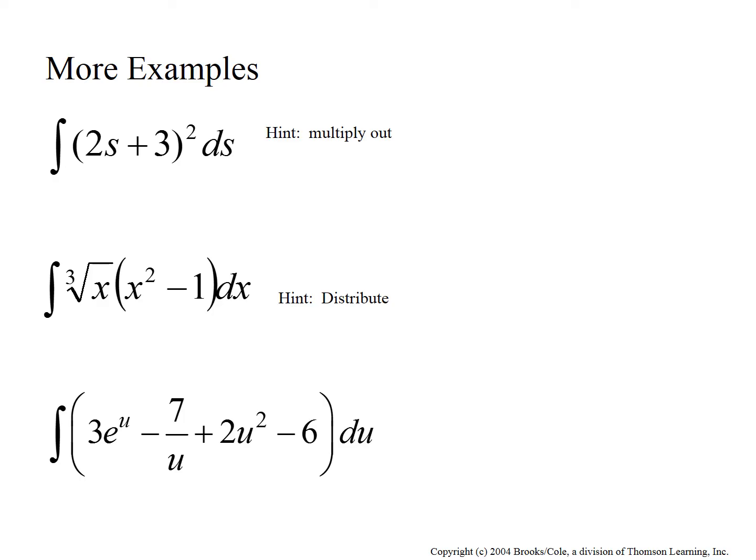Okay, so if you've had a chance to do these, the first thing we're going to do is multiply this out. I didn't show the multiplication, but if we were to multiply this out, we get 4s squared plus 12s plus 9. And then we would integrate each of these individually.